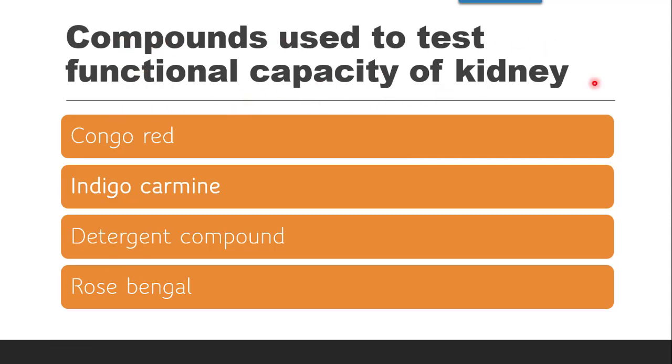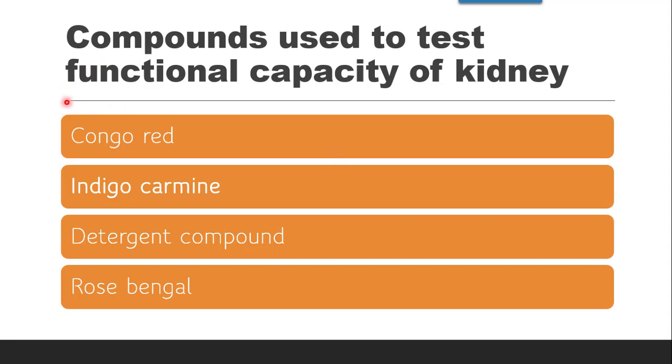Now, as you all know, according to the classification of diagnostic agent, they are basically classified into three types. First, they are classified as ROCM, that is radio opaque contrast media. Then second class is compounds used to test the functional capacity of different organs. And third class is compounds modifying the physiological functions.